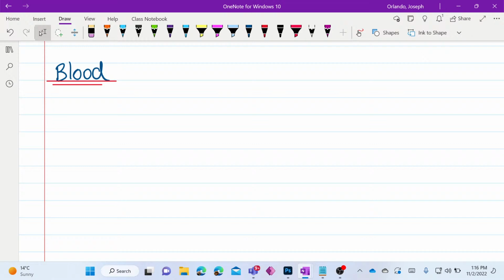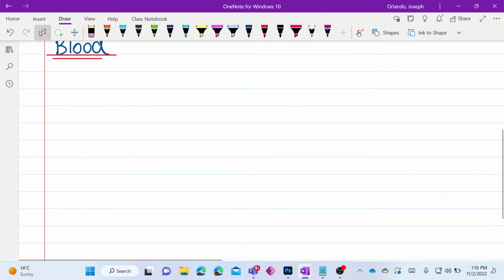So talk to me, what is blood? We're all familiar with it on a basic level. It's a red liquid that comes out of our body if we get a cut. What is it? It transfers oxygen around the body. Okay, good. That's definitely one of its purposes. So let's start with that. Let's talk about what it does.